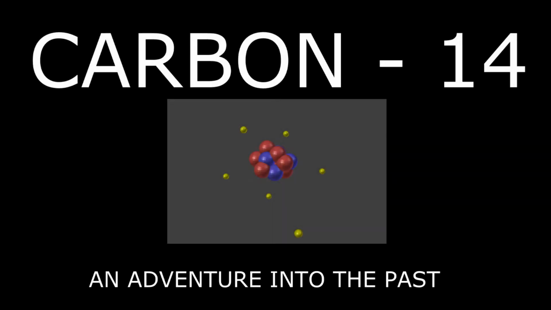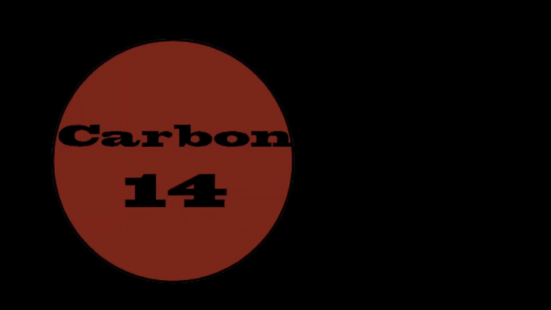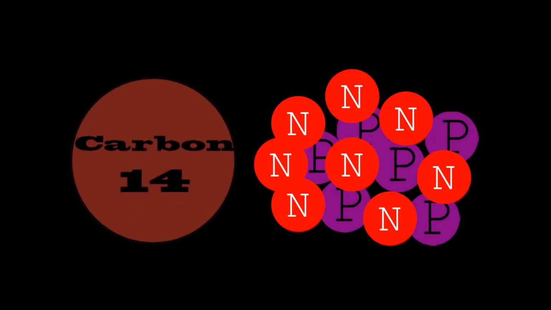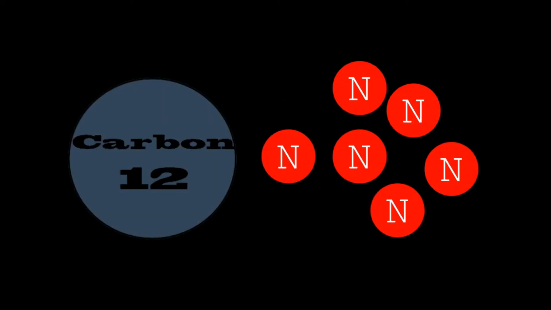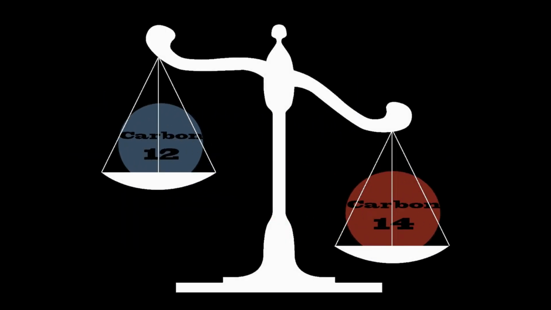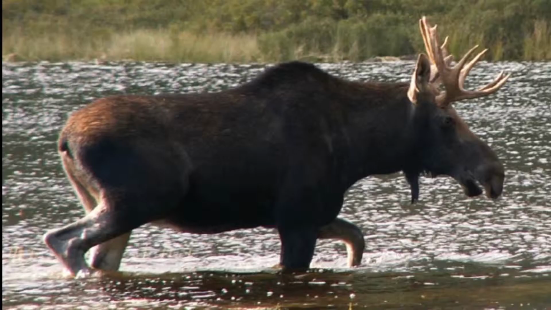Carbon-14, an adventure into the past. Carbon-14 is an isotope of the element carbon. In carbon-14 there are a total of 8 neutrons compared to the 6 neutrons normally found in carbon. It has the same number of protons and electrons as carbon does, but has a mass of 14 AMUs.